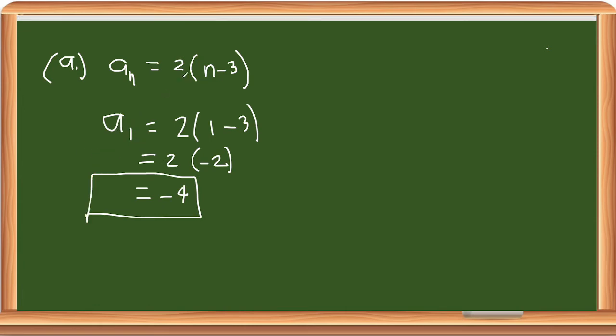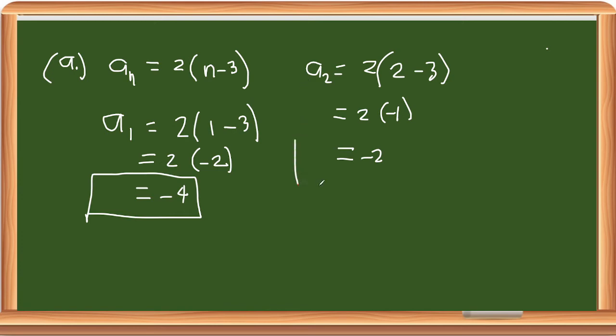Ngayon, kung A sub 2 naman, so yung n mo, papalitan mo naman ng 2, no? So, yung A sub 2 mo, we have 2 times, yung n mo, magiging 2 naman. 2 minus 3. And what is 2 minus 3? That is negative 1. And negative 1 times 2, that is negative 2. So, your A sub 2, therefore, is negative 2, no? Yan.